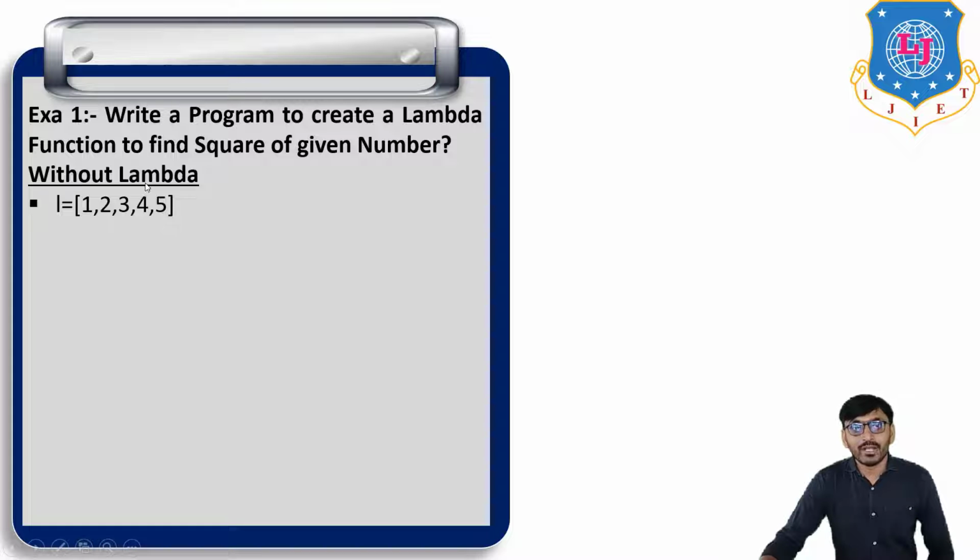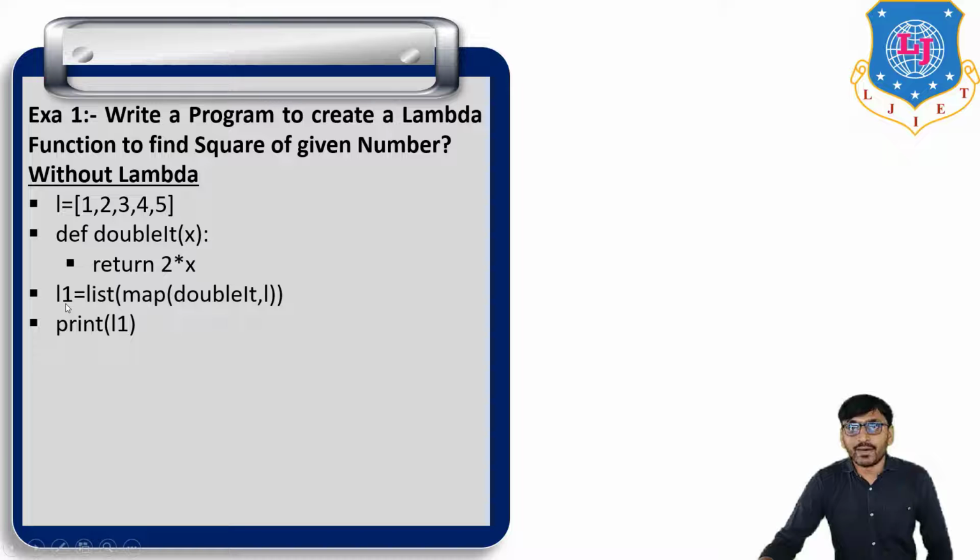So without lambda function, now this program we solve in two ways: without lambda function and with lambda function. Okay. Now without lambda, L is equal to 1, 2, 3, 4, 5. There is one list. Then def double it. This def is a keyword that is used for representing a function. Then double it is the name of the function, and x is the argument. Then return 2 into x. It means double the argument, 2 into x.